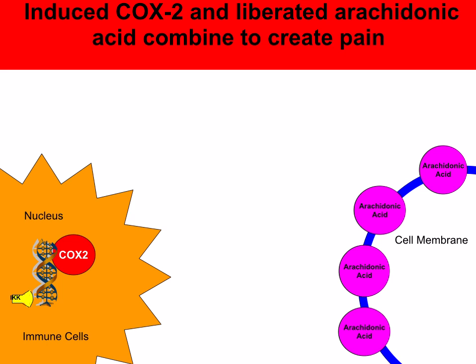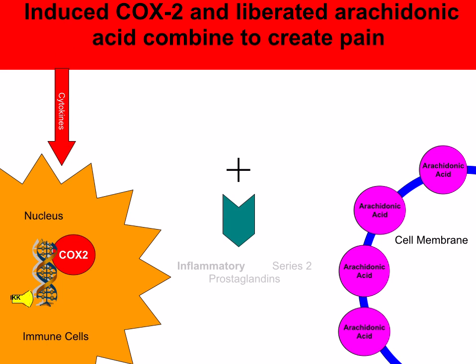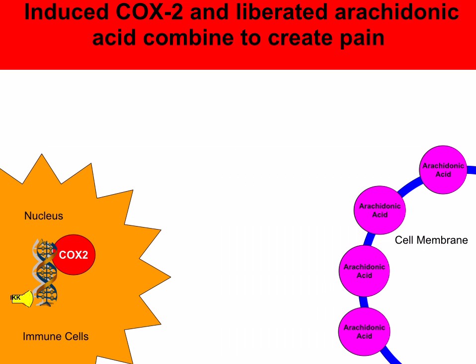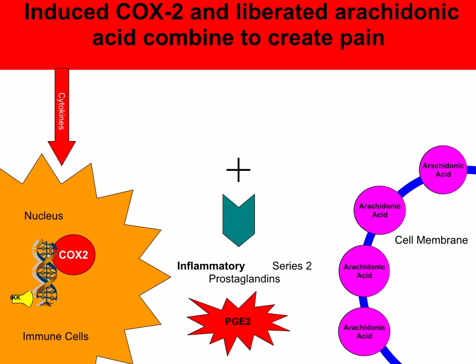Here we can see how an inflammatory cytokine causes an immune cell to release COX-2, which then combines with arachidonic acid found in the membranes of the cell to form prostaglandin E2. So basically, high levels of arachidonic acid and low levels of EPA in the body will actually perpetuate increased inflammation.